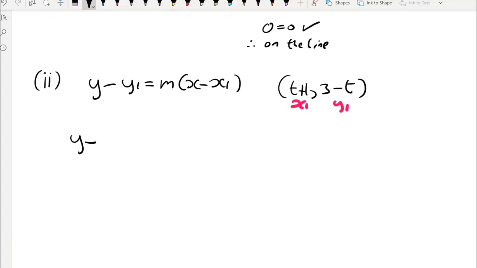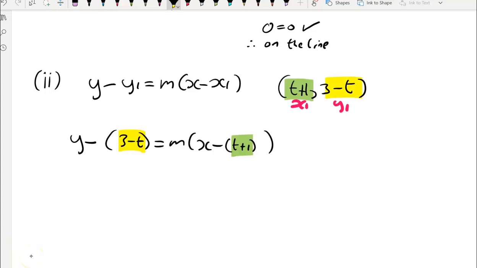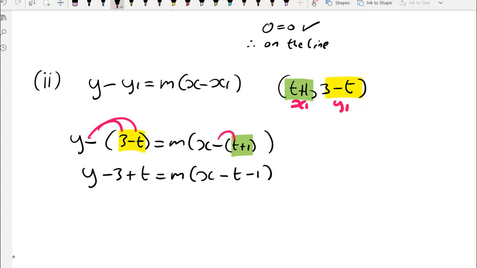So y minus, sub in for your x1, y1. As I said, we don't have a slope, so we'll just leave m as m. So your minus to your brackets: y - (3 - t) = m(x - (t + 1)). This is as far as we can go with this equation, so we'll just stop this question here.